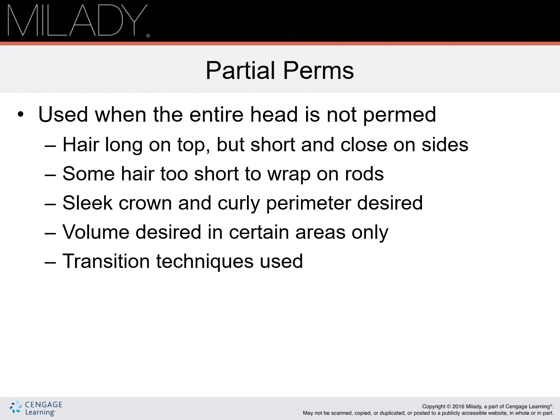Partial perms rely on the same techniques and wrapping patterns as those other perms, but there are additional considerations. There has to be a smooth transition between the sections. In order to make a smooth transition from one rolled section to the unrolled section, use a large rod for the last rod next to the unrolled section. Also, using a weave technique there will help out.